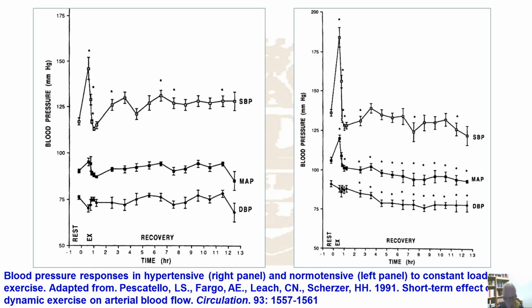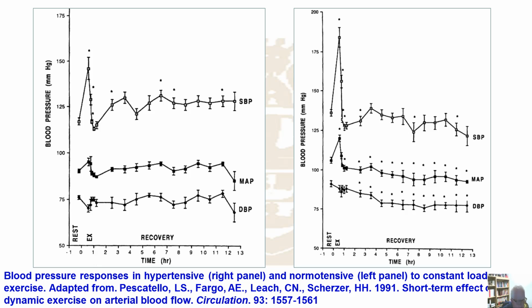So here we can see some data in a hypertensive individual, somebody with high blood pressure, in the right panel, and somebody who's normotensive, that's normal blood pressure, in the left panel. And what you can see, constant load exercise, so we're not changing the workload, but you can see three components: mean arterial pressure, which is a function of the systolic and the diastolic pressures, and you can see the systolic and the diastolic pressures themselves. And notice the quite considerable differences between the hypertensive and the normotensive individual.